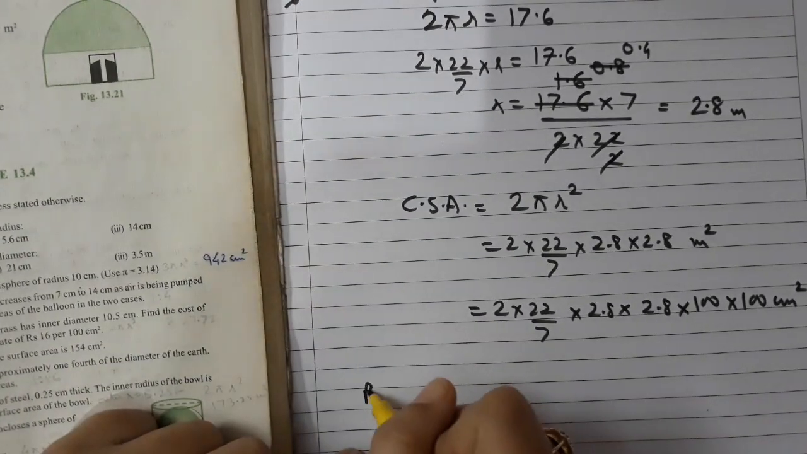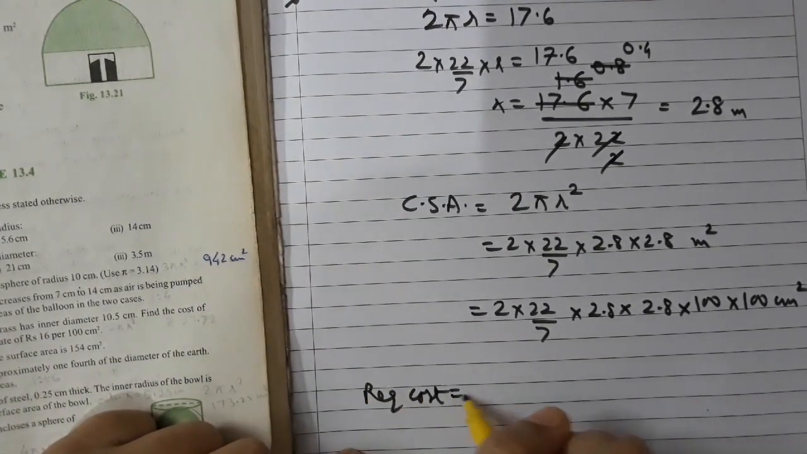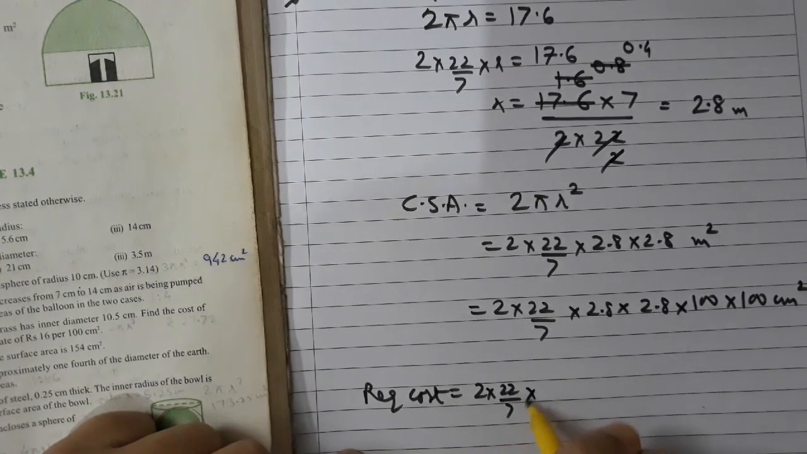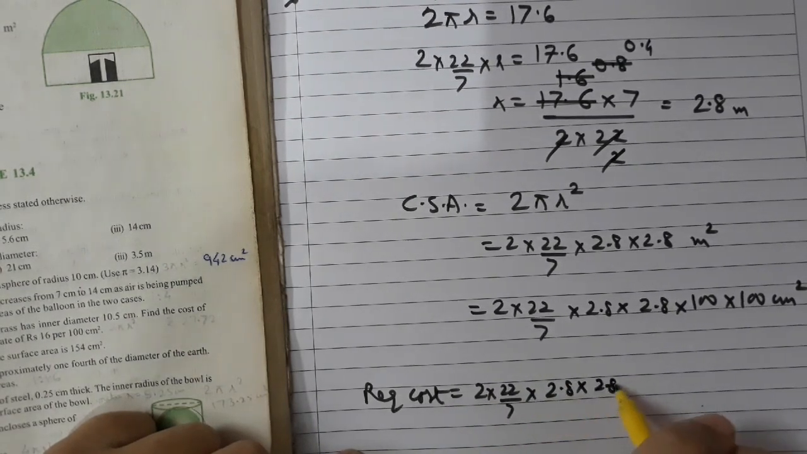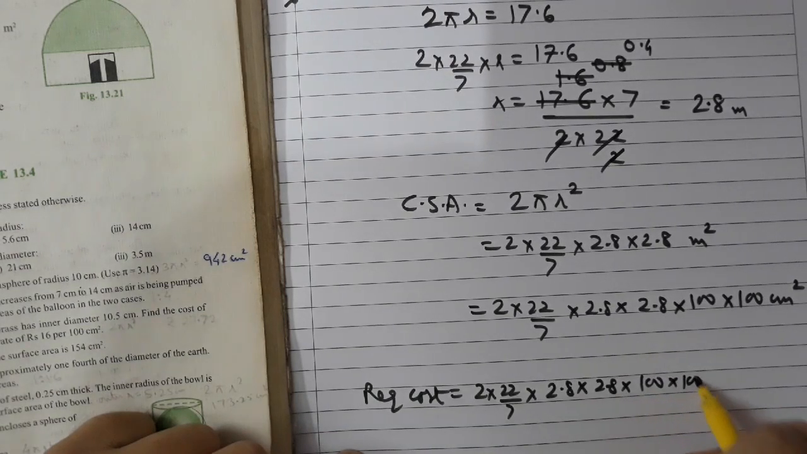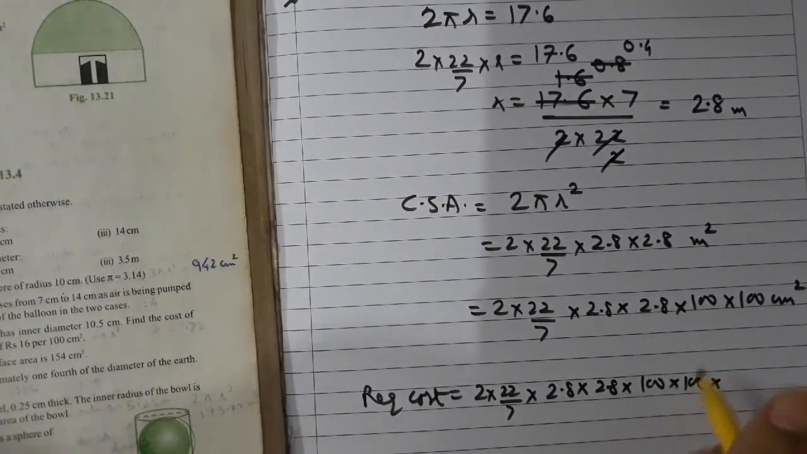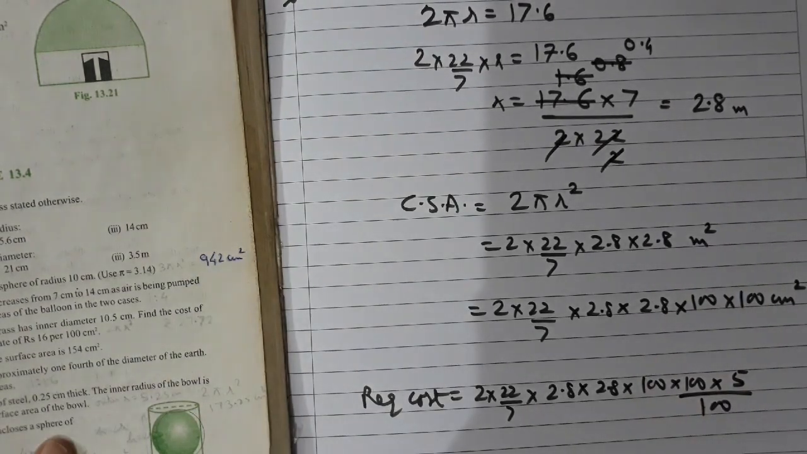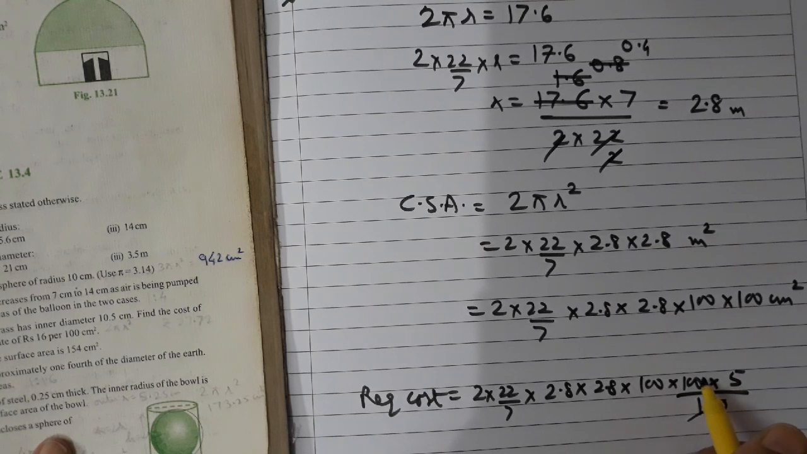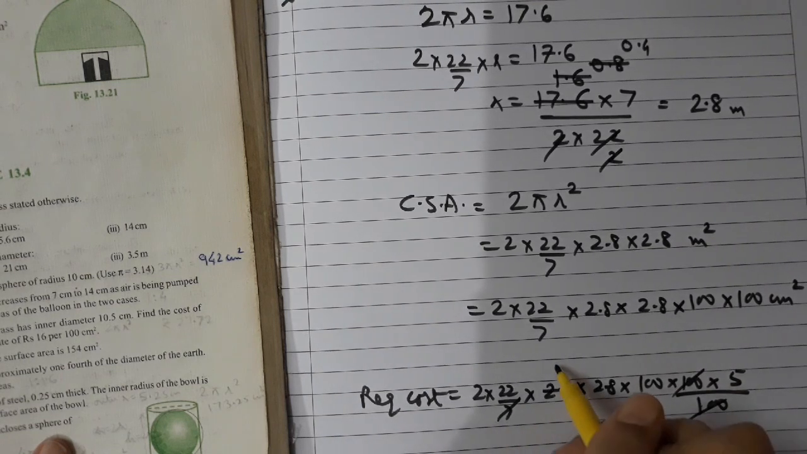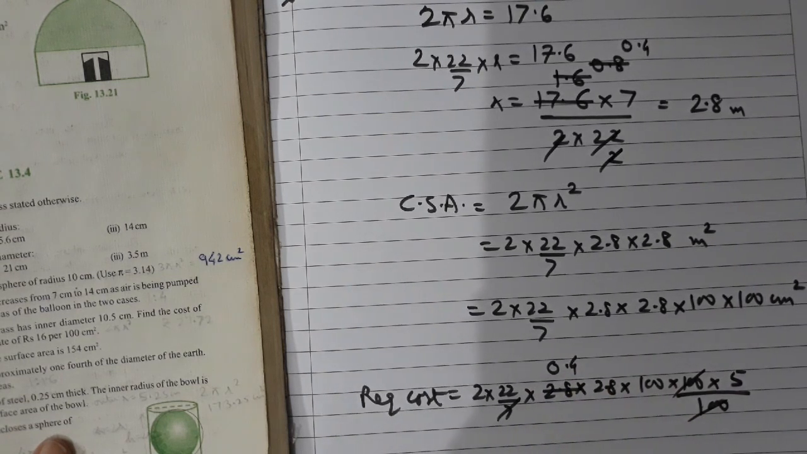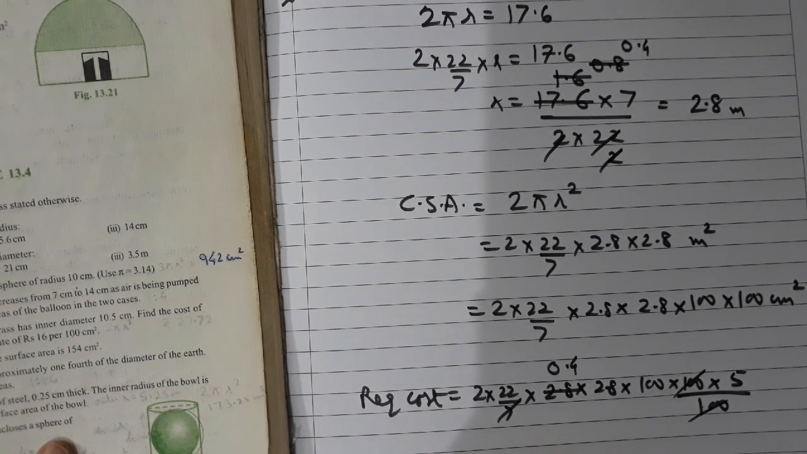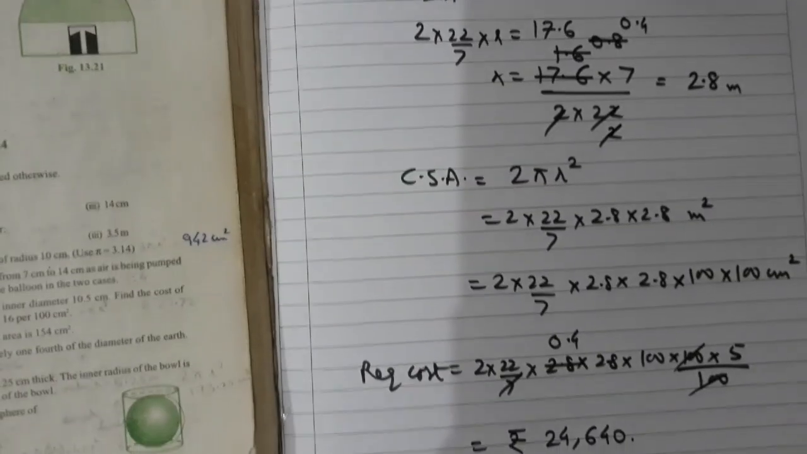Now let us calculate the cost. The required cost would be this curved surface area multiplied by the rate. The rate is given to us as rupees 5 per 100 centimeter square. So we substitute this, this would be 0.4, and then simplify it. So the cost comes out to be rupees 24,640. This is the required cost.